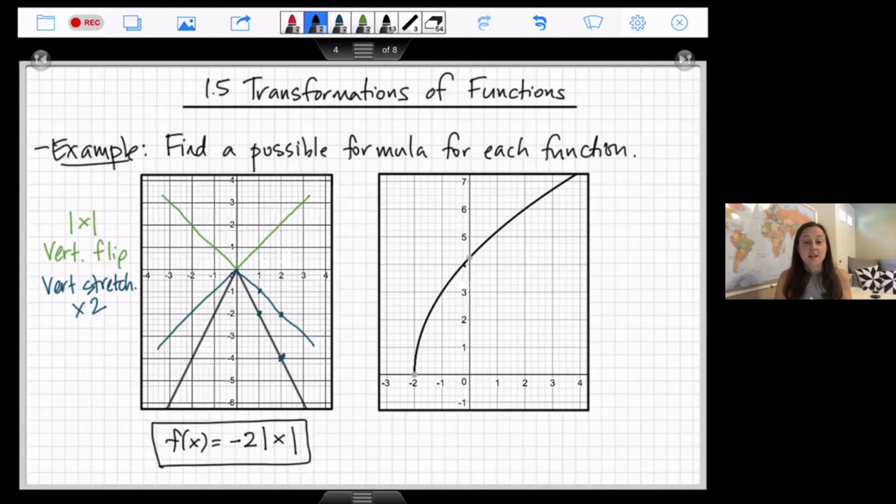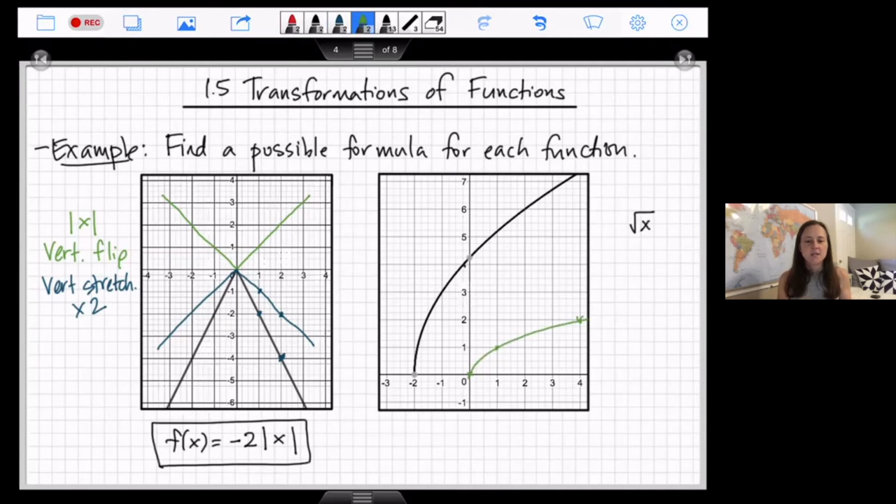Okay, so let's try the next one. Hopefully we recognize this one as being a square root graph. Normal square root graph. Again, I'm going to draw myself a little reference graph. It normally starts at the origin. Square root of 1 is 1. Square root of 4 is 2. Already I'm thinking this one has been stretched as well because it's a little bit taller, but still stuck to the x-axis.